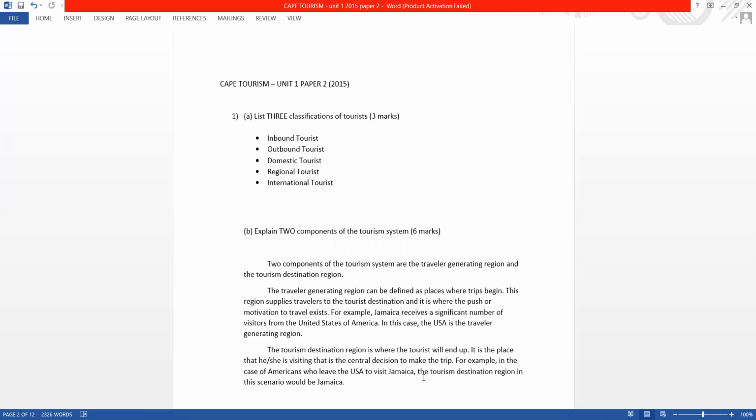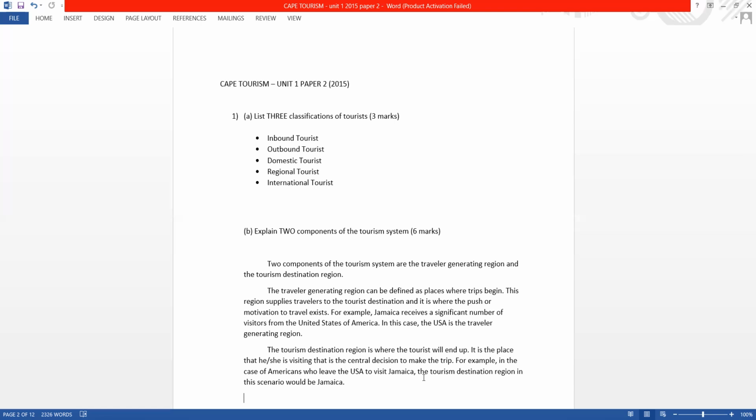So for example, Jamaica receives a significant number of visitors from the United States of America. In this case, the USA is the traveler generating region, right? So persons come from the United States of America to Jamaica, right? So the United States of America is where tourism is being generated. It is where the motivation for travel begins. It is where the supply of tourism comes from in this case. So the USA, in this case, as I said, is the traveler generating region.